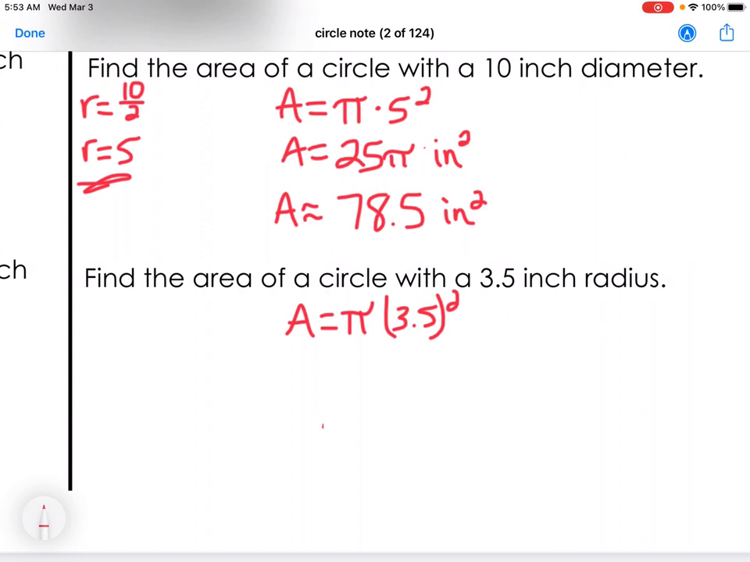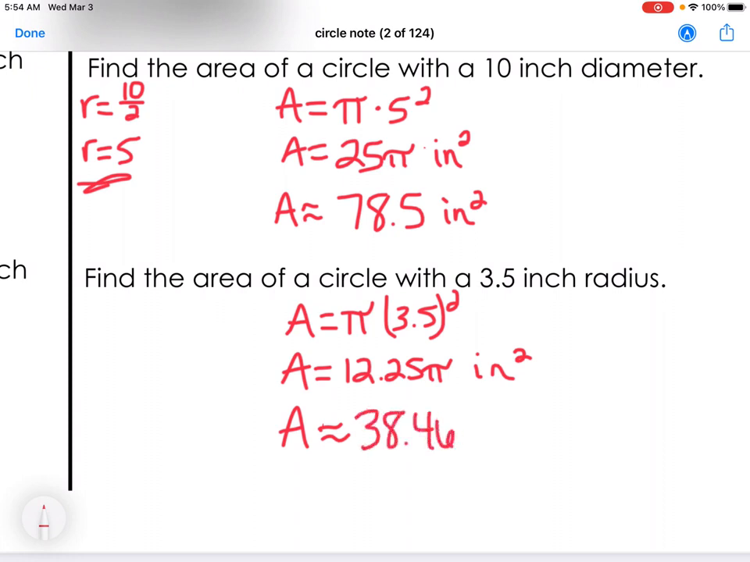is 12.25. So 12.25 pi square inches. Or I can multiply that out, and it'll give me 38.465. So I want to go ahead and approximate that to 2 decimal places since we multiplied 3.14 with 2 decimal places. So we would say approximately 38.47 square inches.